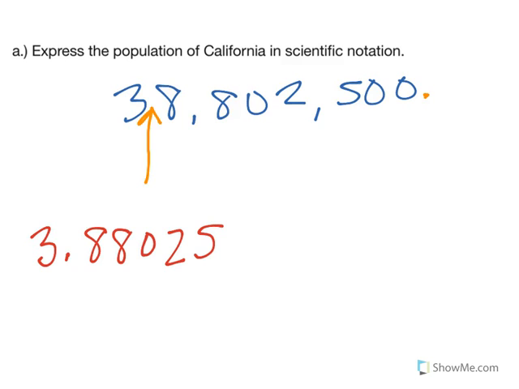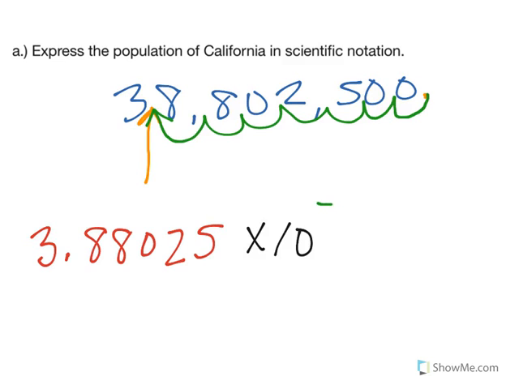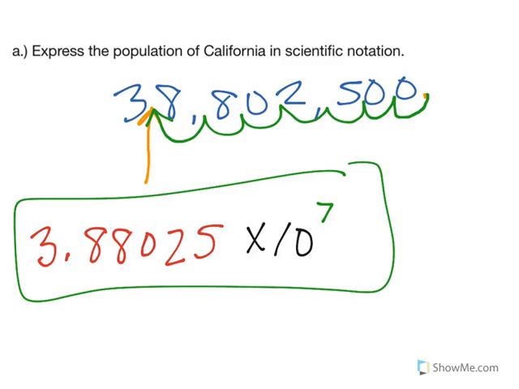Now, when I do the times 10, and I'm looking for my exponent for my 10, how many places did I move? Well, start here. 1, 2, 3, 4, 5, 6, 7. Because I moved 7 places, we're going to have a positive 7 for our exponent. It's positive because 38 million is a really large number, right? It's greater than 10, which makes it large. So there is California in scientific notation.